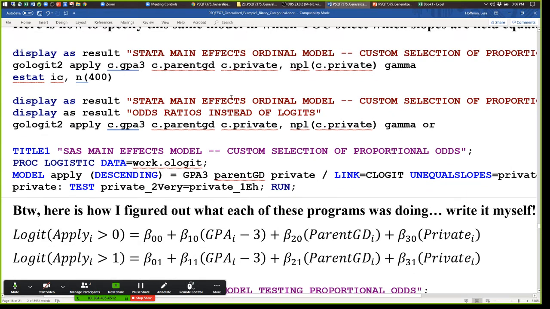If you know what combination of things you want, then you can just specify it that way. So for instance, in gologit, you can just ask for which ones you want to be proportional odds or not. And then, as usual, you have the odds ratio as a separate thing. It'll either spit out logits or odds ratios, not both at the same time.